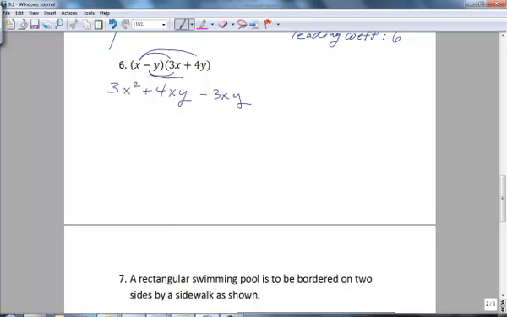And finally, I get to my lasts. Negative y times 4y. Negative times a positive is a negative. 4 times 1 is 4. Y times y is y squared.